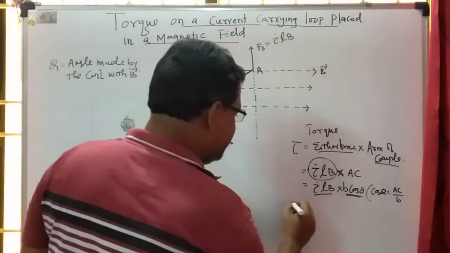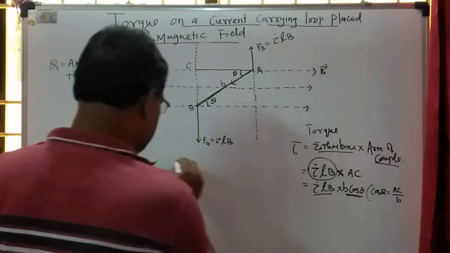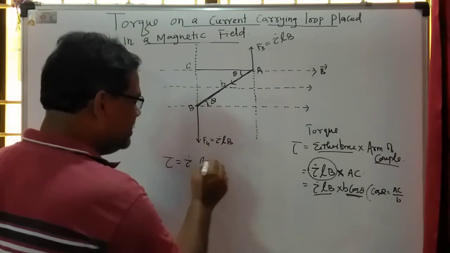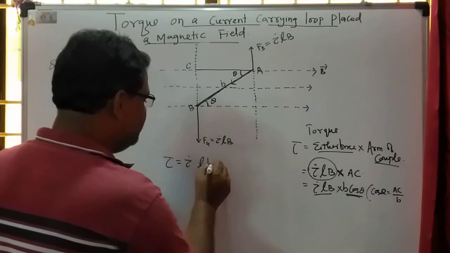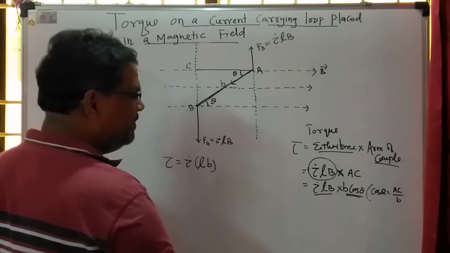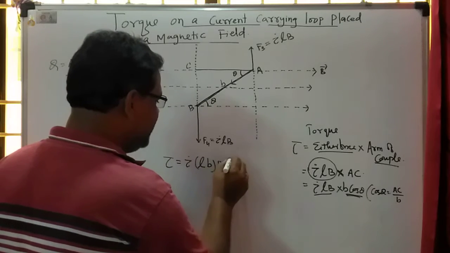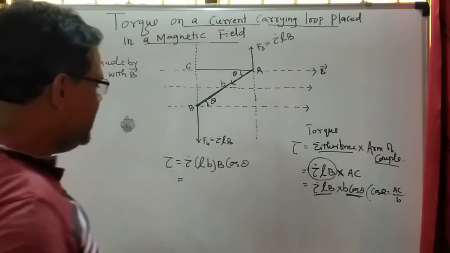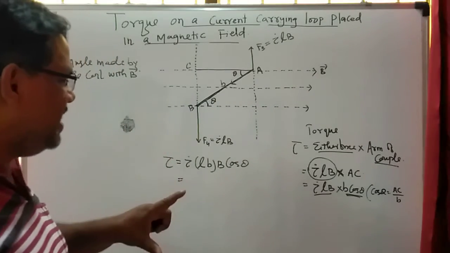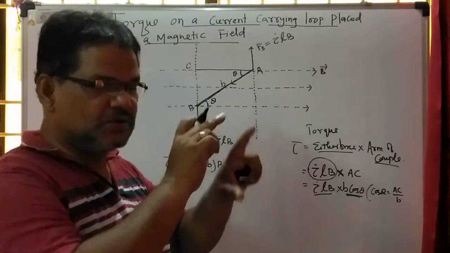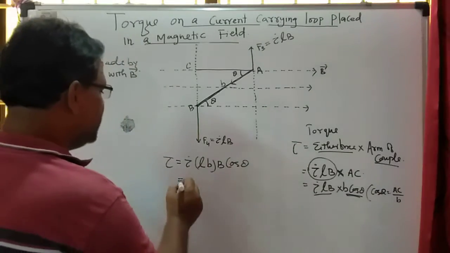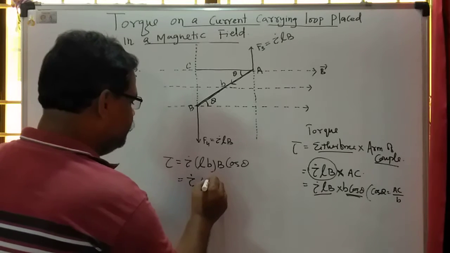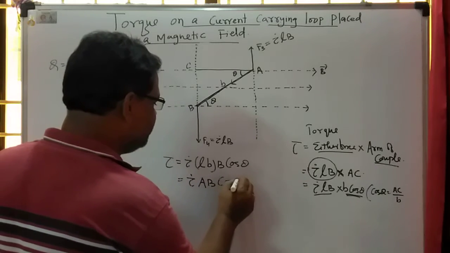So now the torque equals I times l into small b into capital B cos theta. Clear? What is l into small b? l was the length, b was the breadth, so the multiplication is the area. So you can write it as I times the area of the coil A, times B cos theta.